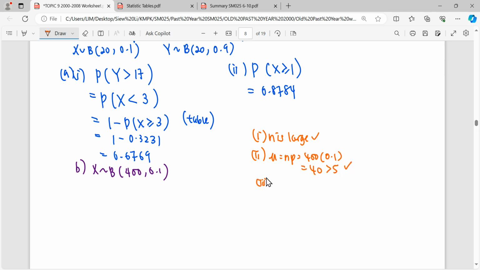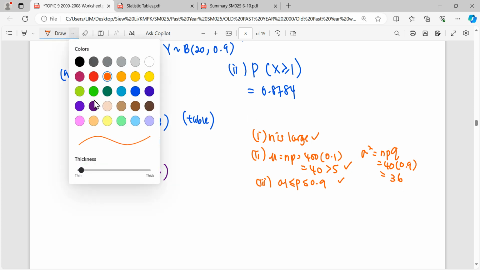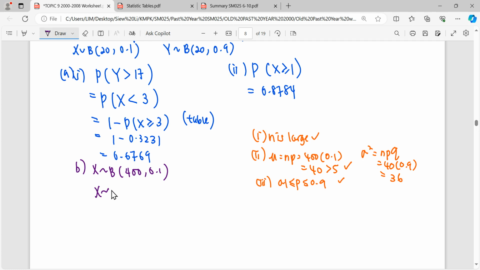Number 3, the probability is in between 0.1 and 0.9. So we can change to normal. To get normal, variance is npq. So 40 times q, 36. So X is distributed normal, mean 40, variance 36.